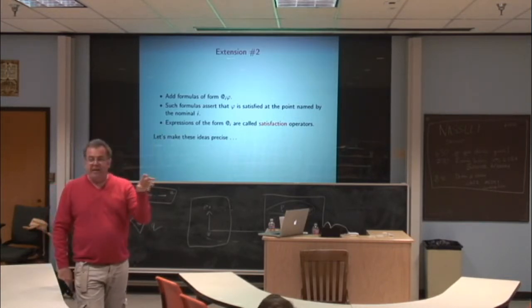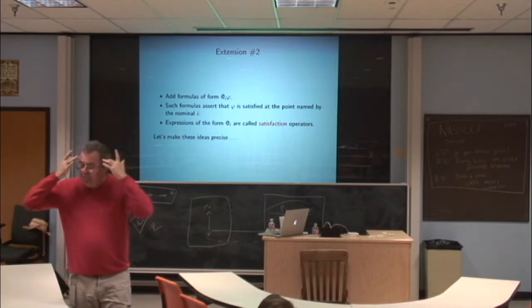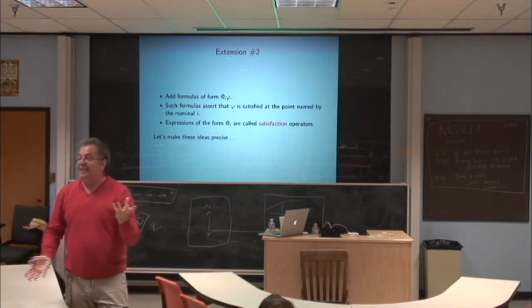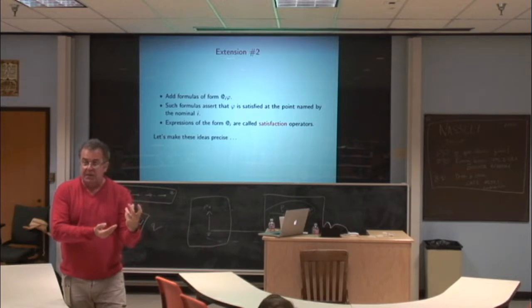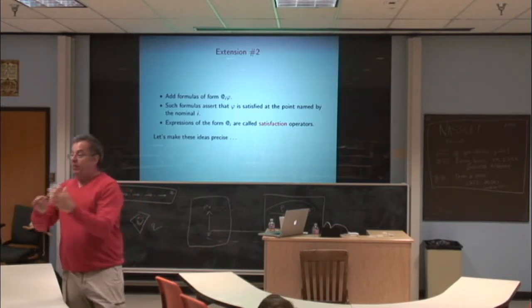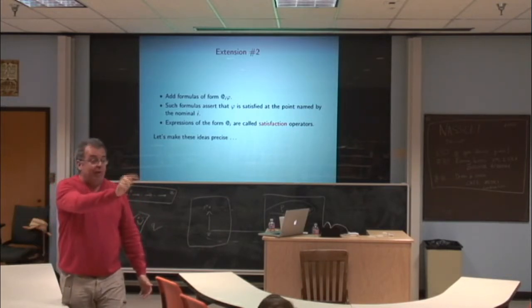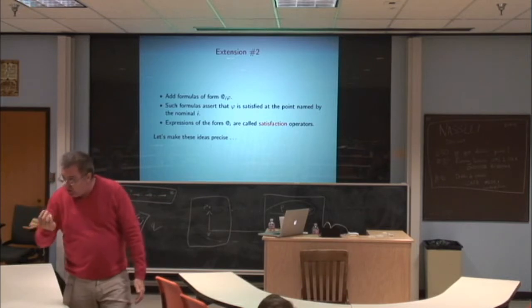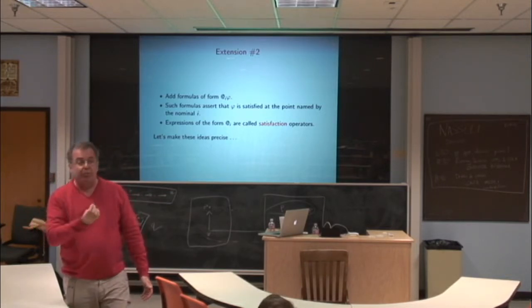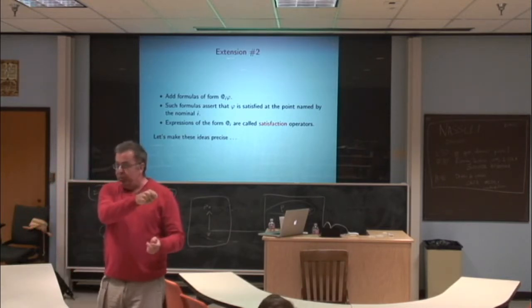And I practically don't have to define the semantics for you. At I, phi means you're in a model, doesn't matter where you are, go to the point named by I, and there is one, because a nominal names a unique point in every model. And what do you do when you go to the point named I? You see whether phi is true there.